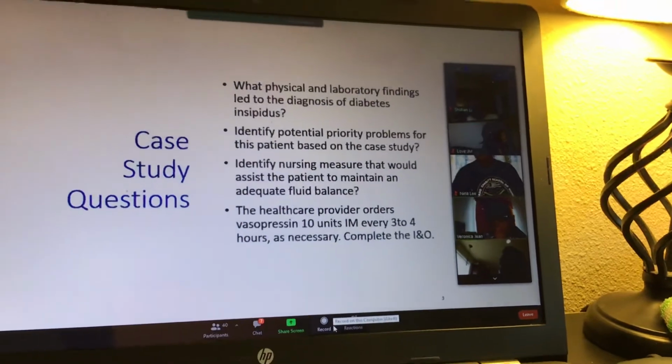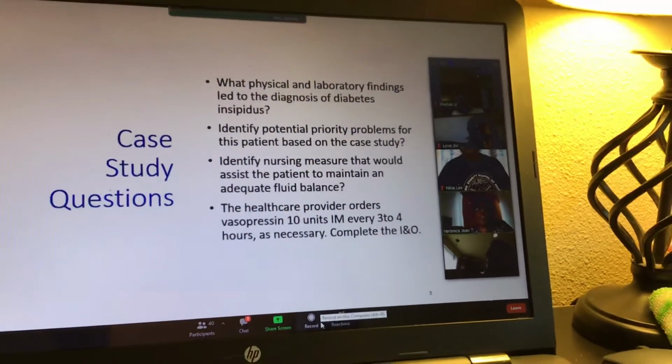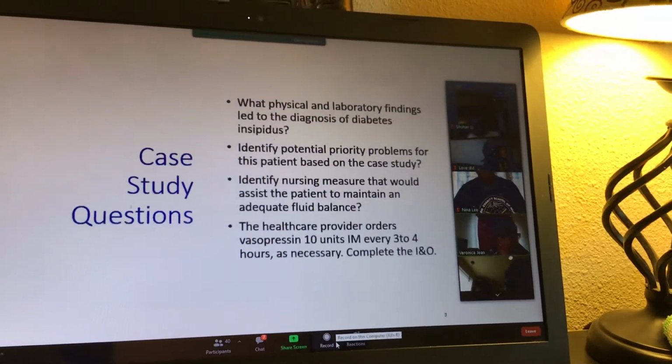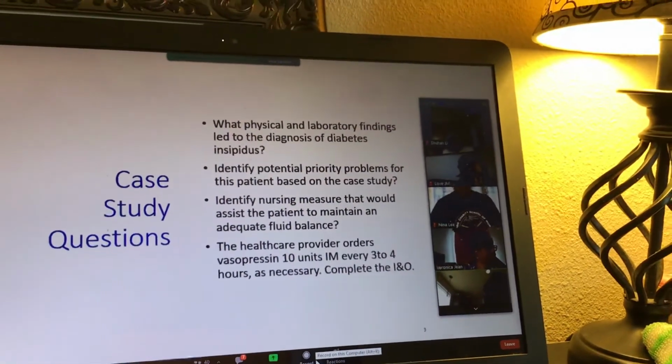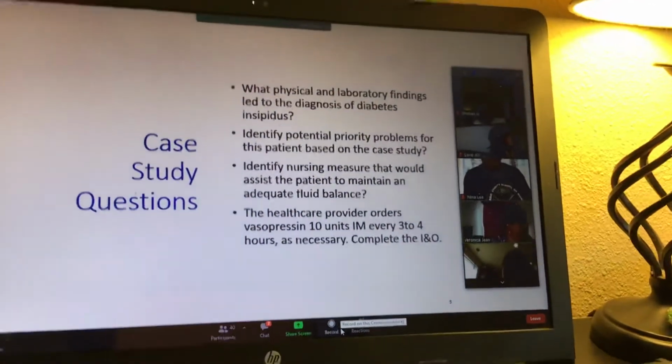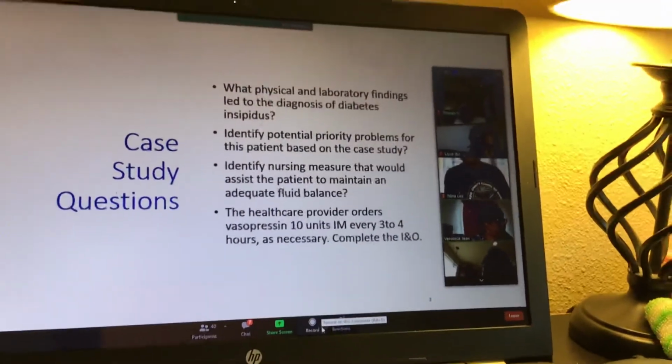All right. So what problems can you see in this patient that may occur? A fluid and electrolyte imbalance, dehydration. Fluid and electrolyte imbalance, dehydration. Very good.